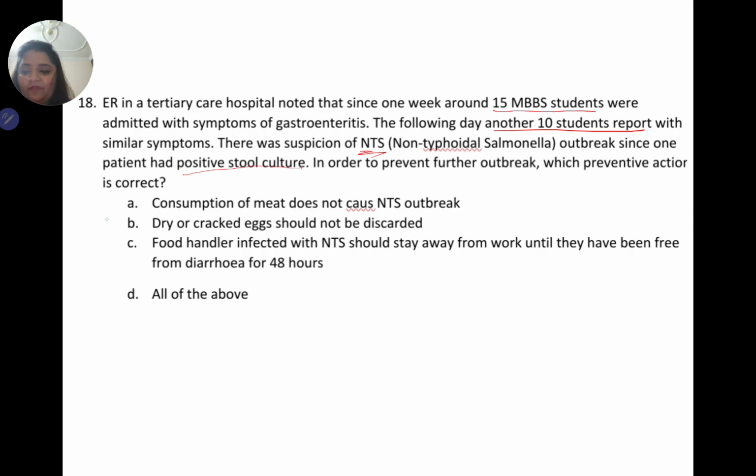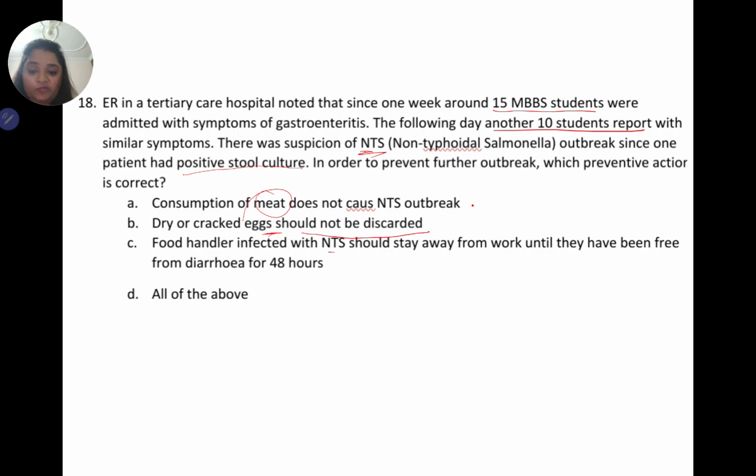So first option, let's go one by one. Consumption of milk does not cause NTS outbreak. So meat is the most common cause, especially your shawarmas. So this has been linked to salmonella as well as NTS outbreaks. Dry and cracked shell should not be discarded. There are reports saying that even eggs with intact shell can also be a source of salmonella. So obviously we'll have to discard the cracked eggs.